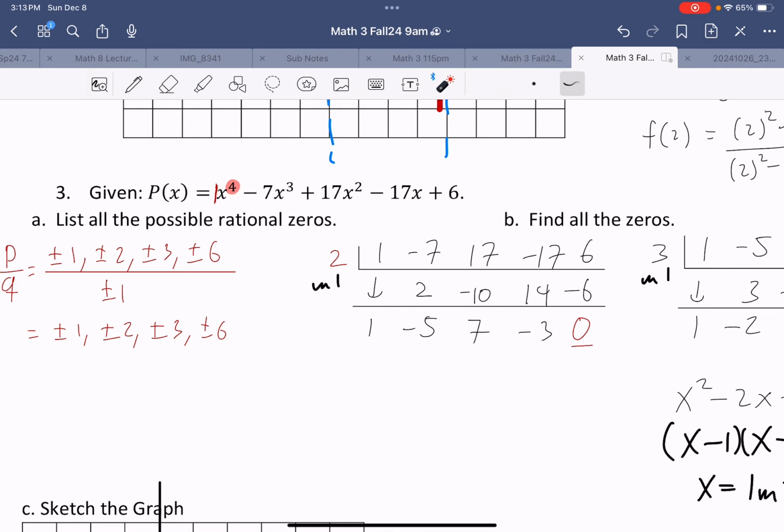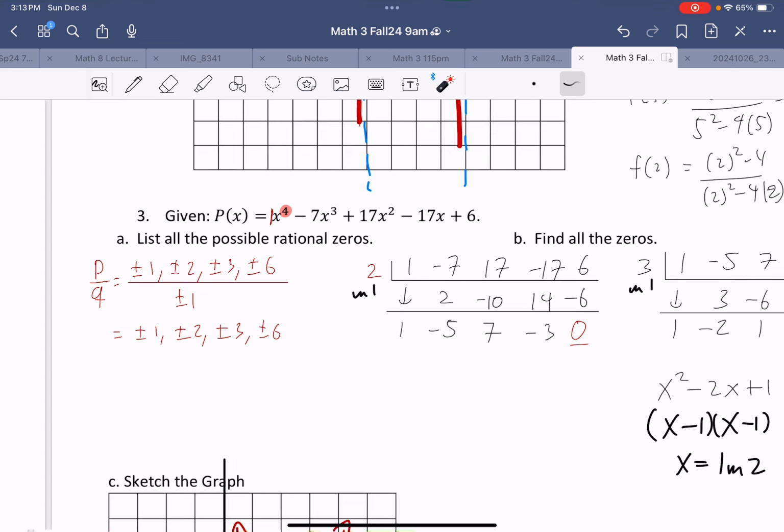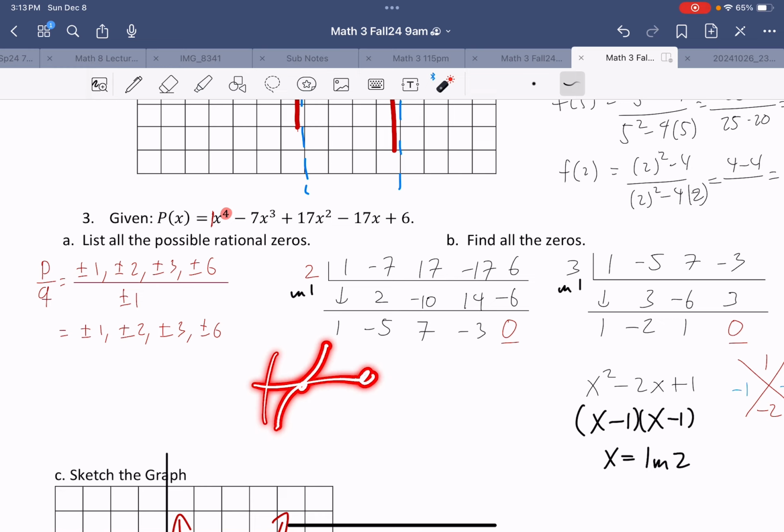Now, if it was odd, it either goes up on the right, down on the left. This is for a positive leading coefficient, or it goes up on the left, down on the right for a negative leading coefficient. That's our end behavior. And for multiplicity, when it's an odd multiplicity, we go through the 0. When it's an even multiplicity, we just touch the 0.